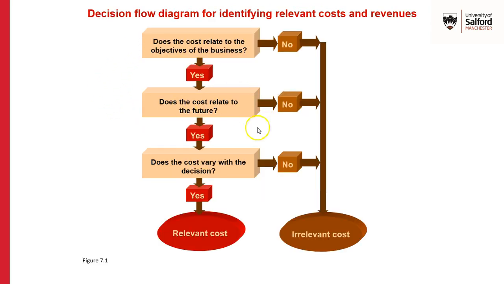Here's some attempt to distinguish what is a relevant cost. Does the cost relate to the objectives of the business? Does the cost relate to the future? And that's what we've just been discussing. And does the cost vary with the decision? If it's no for any of these items, then it's not a relevant cost. And a lot of analysis using finance within a business does turn around, well, what is the cost? And that is essentially asking, what is the relevant cost?